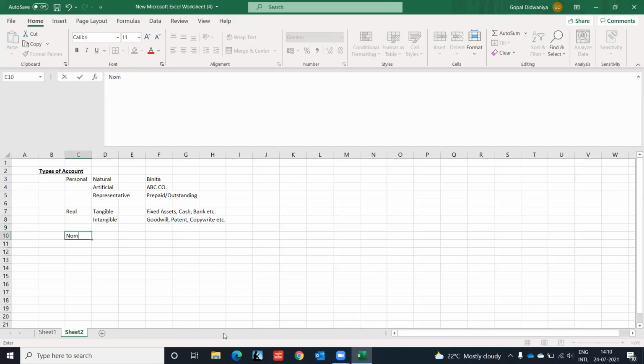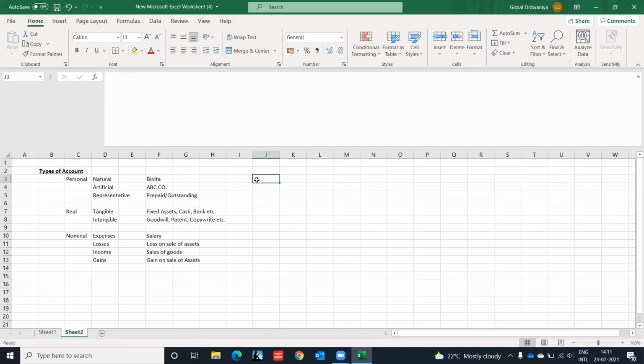Then we have the nominal account. Under nominal we have expenses, losses, income, and gains. Let's say expenses, salary; losses, loss on sale of assets; income, sale of goods; and gains, sale of assets. Those are the types of accounts we are going to deal with, and this is the only base. And for each type of account, we have a rule.